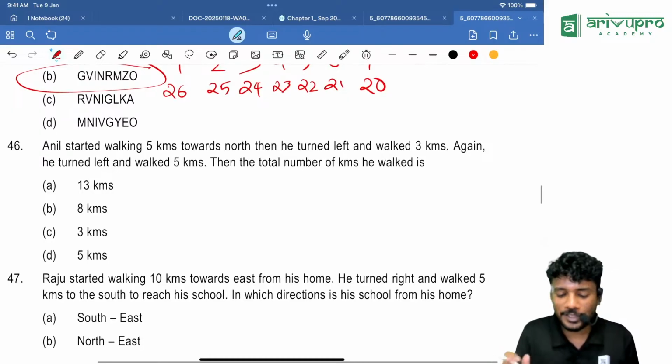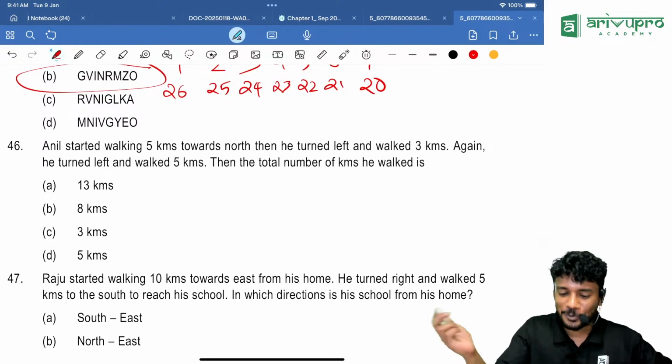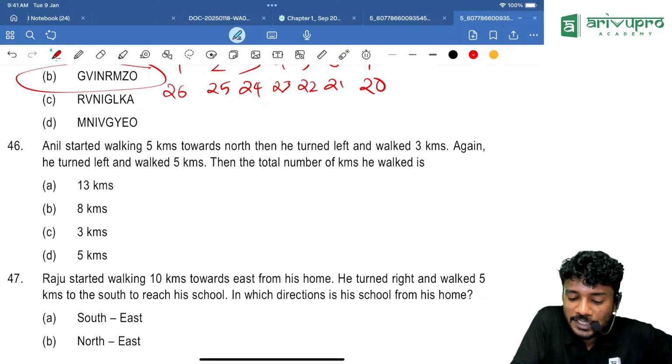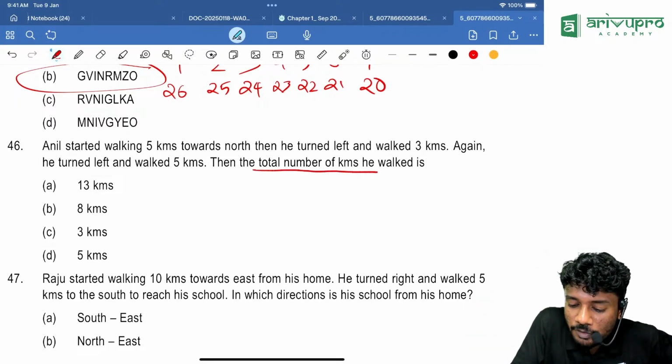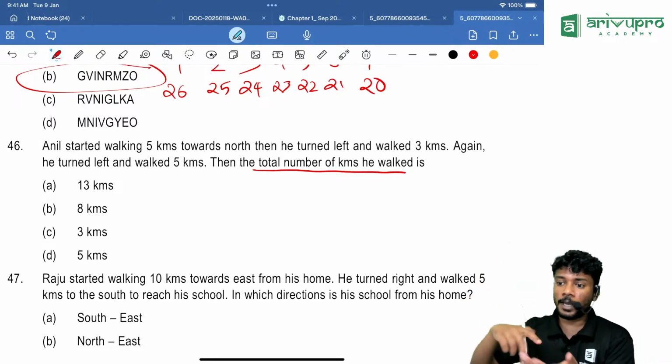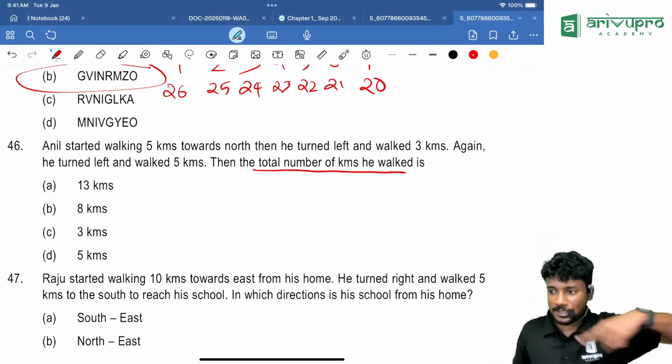Now we are coming to the previous year question. Direction test question. What did I tell you? With respect to direction test, always read the last line. The total number of kilometers he traveled. Total means if you are putting on Google Maps and you are walking, the total distance covered by you.